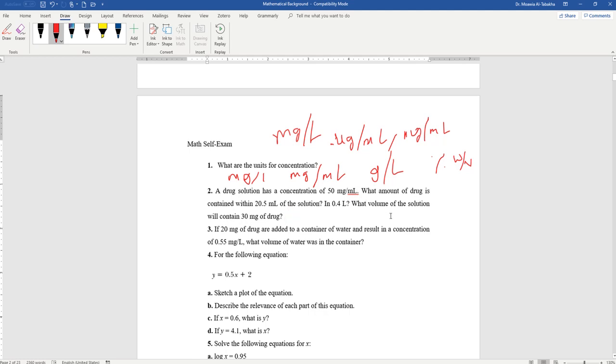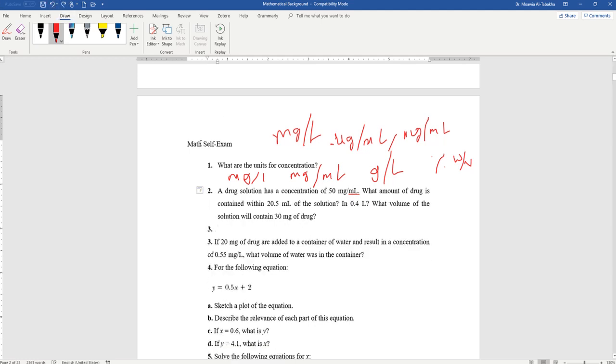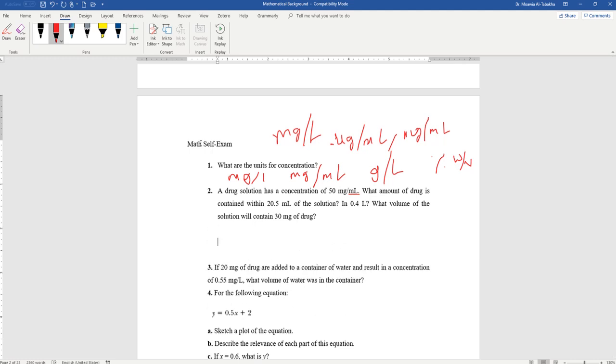Of course, always try to use your common sense to make sure that your answers are as expected. For example, I'll give you an example. It says here, what volume of solution contains 30 milligram? If I know that 50 milligram is in 1 ml, then 30 milligram will be in less than 1 ml. Okay, so I want you to use the common sense. So let us answer these questions.